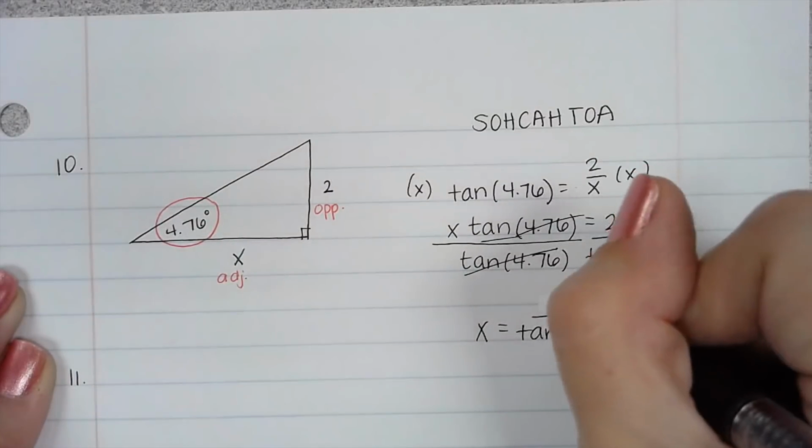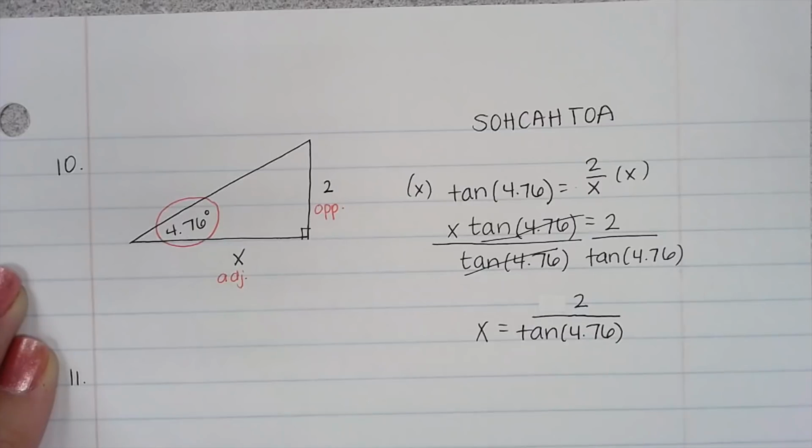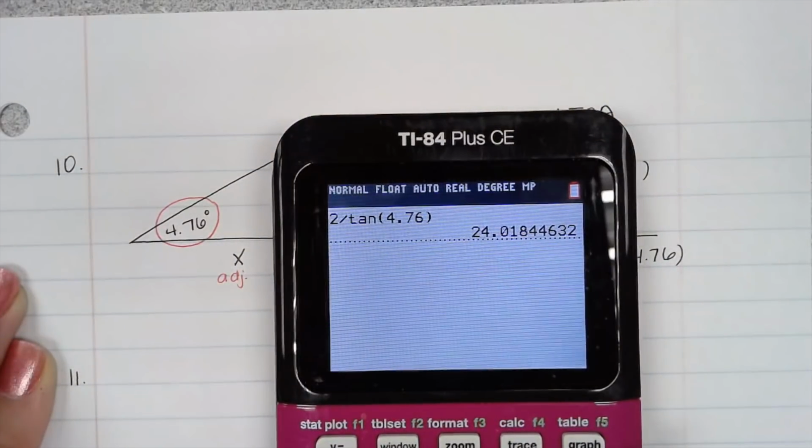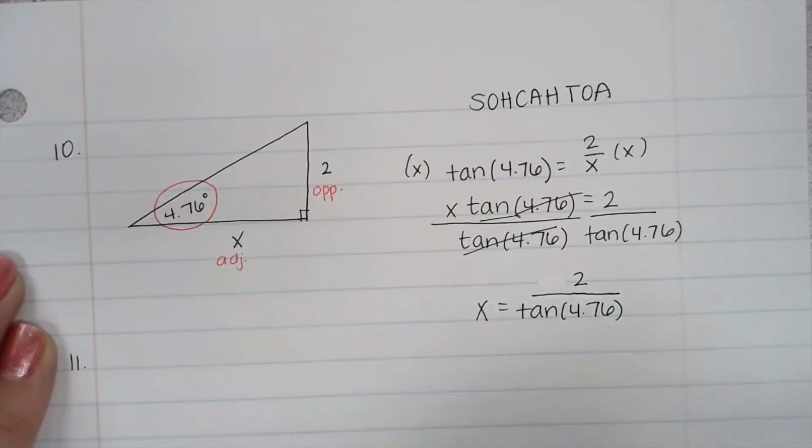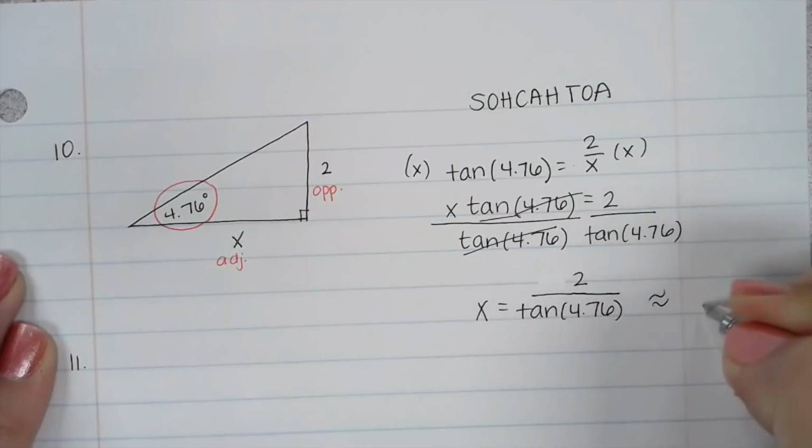The directions to this question, however, say that they want us to round our answer to the nearest foot. So make sure you're working in degree mode on your calculator. No second tan on this one because we're trying to solve for a side length. So it's going to be 2 divided by the tangent of 4.76 degrees. And so I'll type that into my calculator and then round it to the nearest foot. It would be 24 feet. So that's how far away the ramp would need to be. So again, rounded, the answer would be 24 feet.